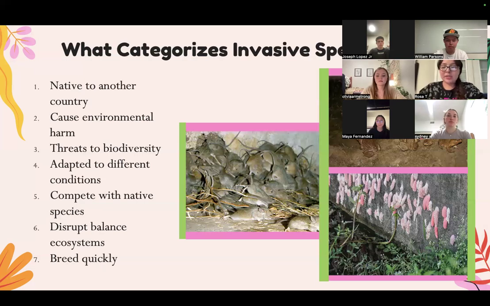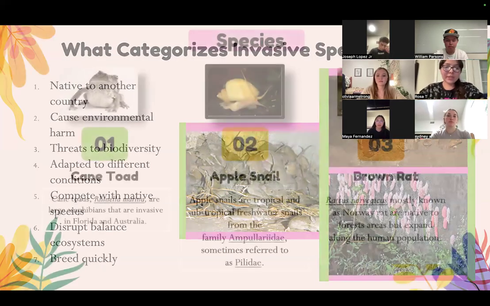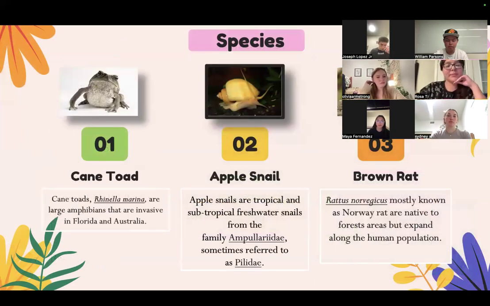As you can see here in the pictures, there are different species. The first species we're going to be talking about is the cane toad, and they are large amphibians that are invasive in Florida and Australia. The second species that we're going to be talking about today are the apple snails, and these are typically found in tropical and subtropical freshwater areas.